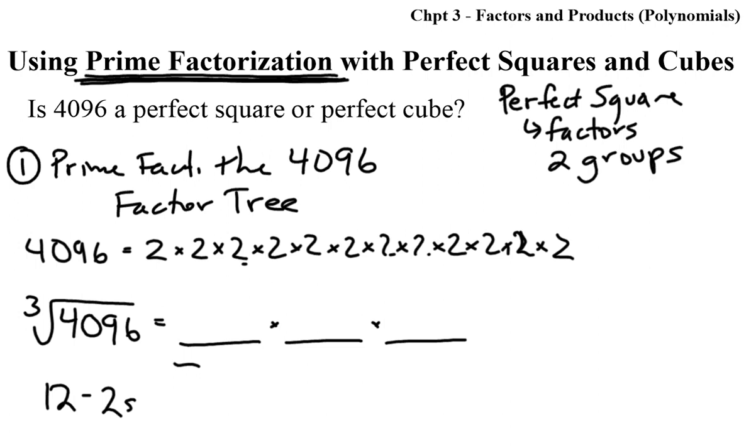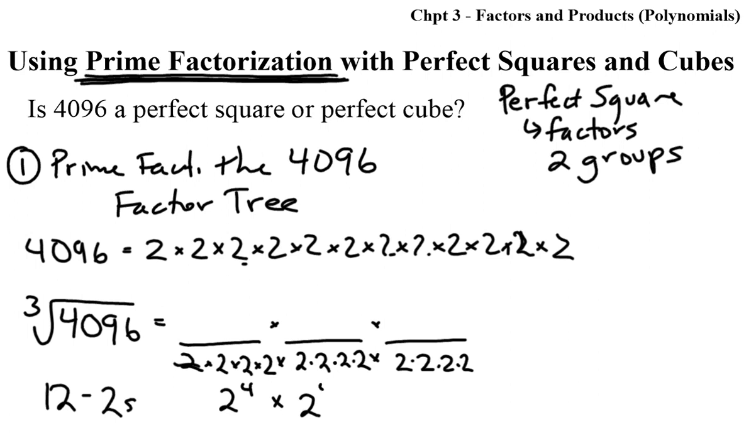Absolutely I can. I could go 2 times 2 times 2 times 2. There's 4 of the 2's, times 2 times 2 times 2 times 2. There's 4 more, 8 of the 2's, times 2 times 2 times 2 times 2. So this is saying 2 to the 4 times 2 to the 4 times 2 to the 4.